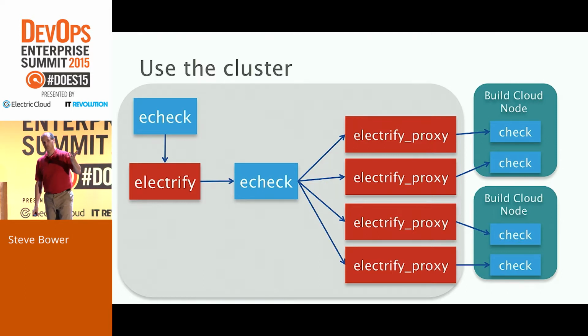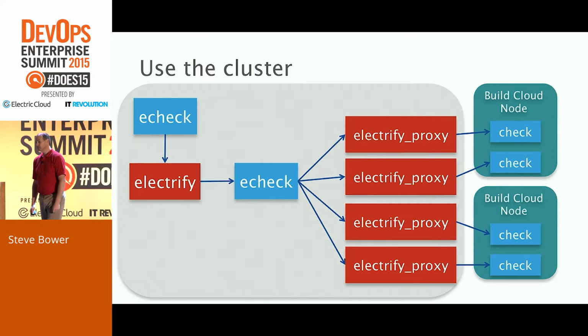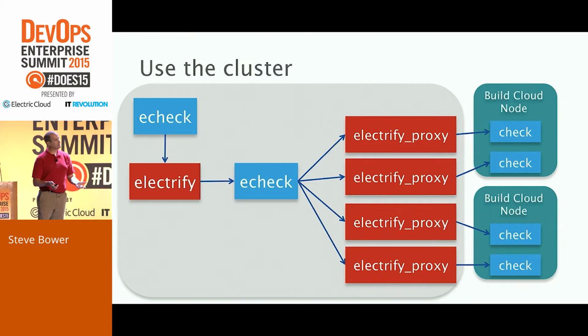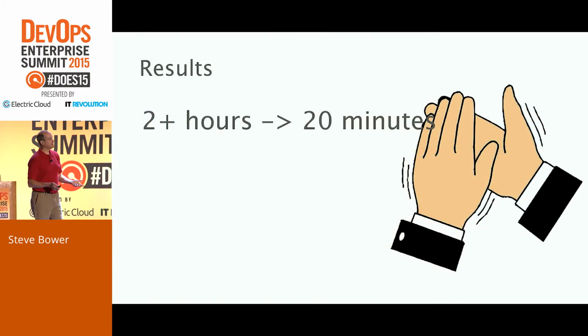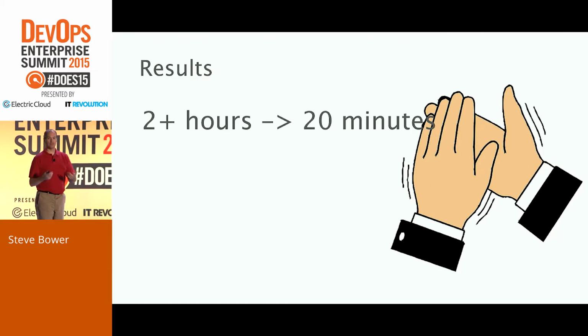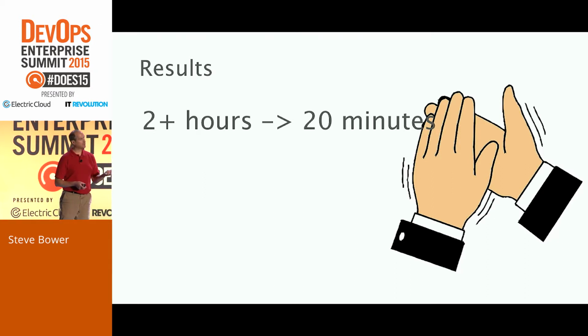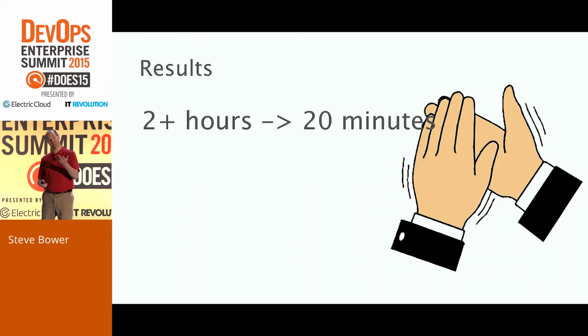But we can try it. Sure, why not? So we tried it with 200 agents, and it went pretty well. Our 2+ hour test time for these developer builds came down to 20 minutes. And this is terrific. This is fun.